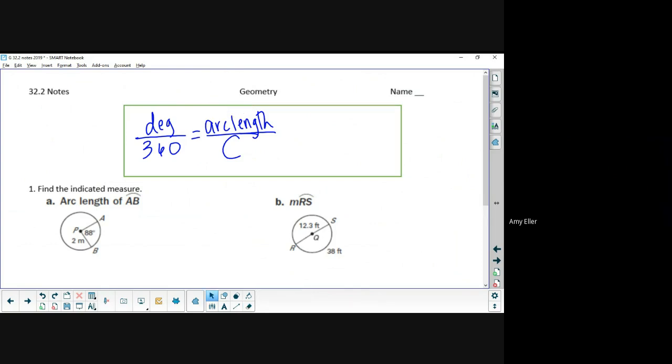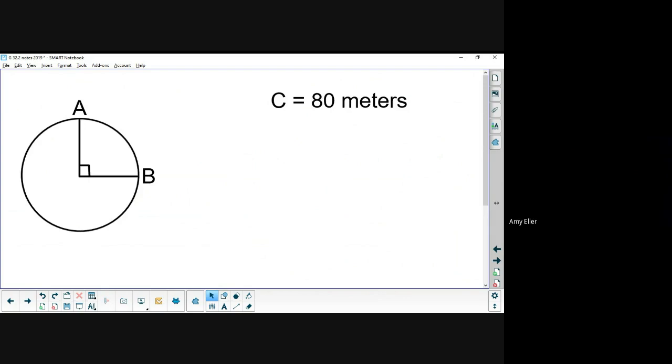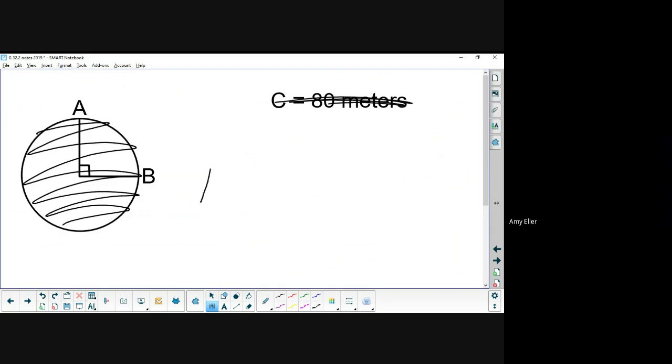Okay, you can set your pencil down. I want to demonstrate one other thing. Using the same picture, let's say that the area of the whole circle was 200 meters squared. The area of the whole pizza, 200 meters squared. I want you to think about how much area this slice covers.